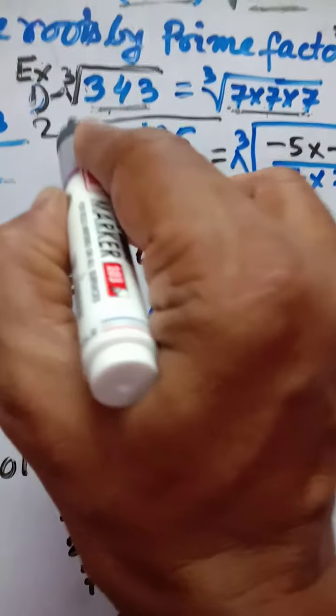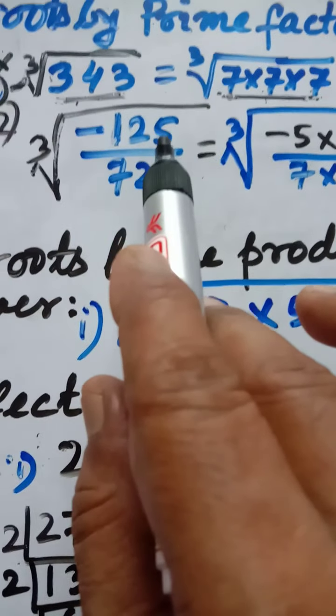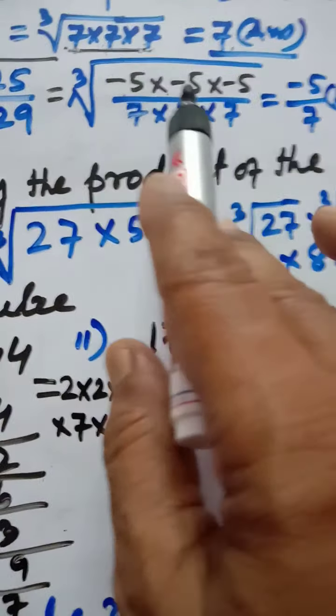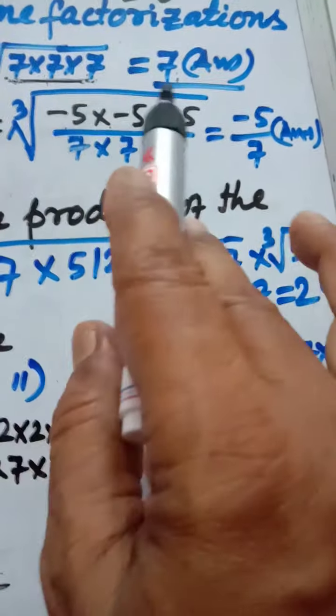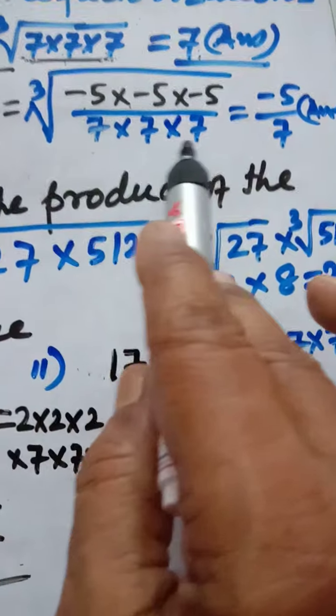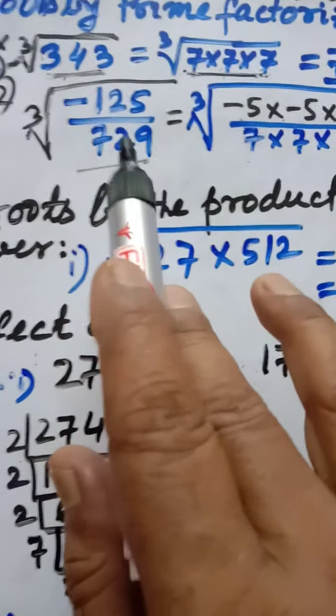Now the cube root of a fraction. I have taken the second example as cube root of minus 125 by 729. See what you need to do. 125 is also split. You can write minus 5 into minus 5 into minus 5, and 729 similarly 9 into 9 into 9. Out of the triplet, the same number, minus 5, will come out of the cube root. Then out of 729, 9 will come out. So minus 5 by 9 will be the cube root value of minus 125 by 729.